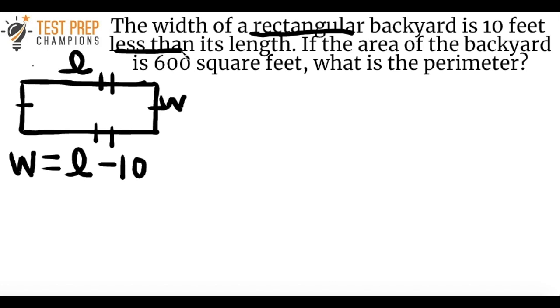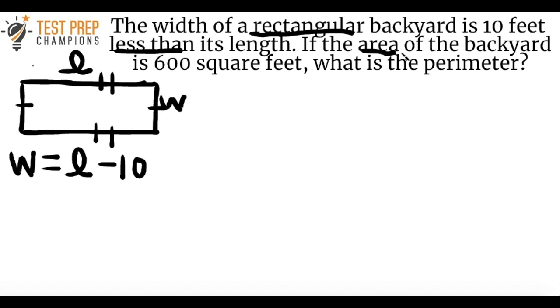To write an equation here, we just have to use common sense. The width is 10 feet less than the length. Is is a keyword for equals a lot of times when you're writing these equations. So the width is equal to the length minus 10. It's 10 feet less than the length. So that's the first two things that should pop out at you right away.